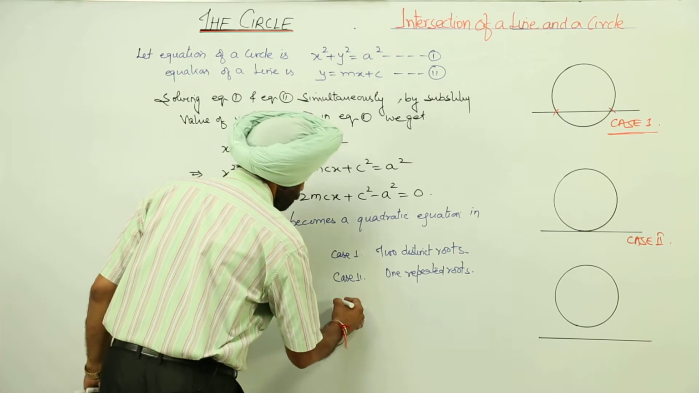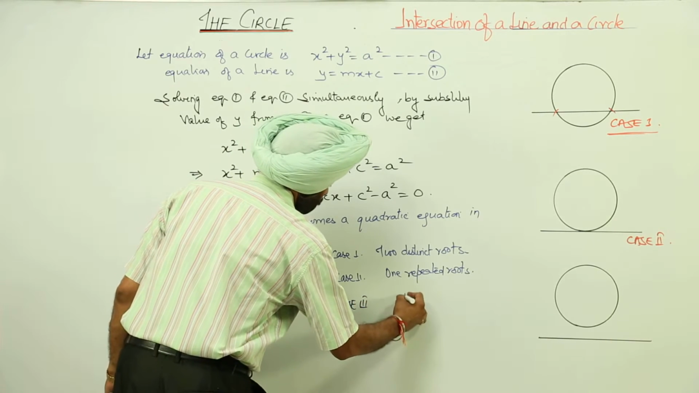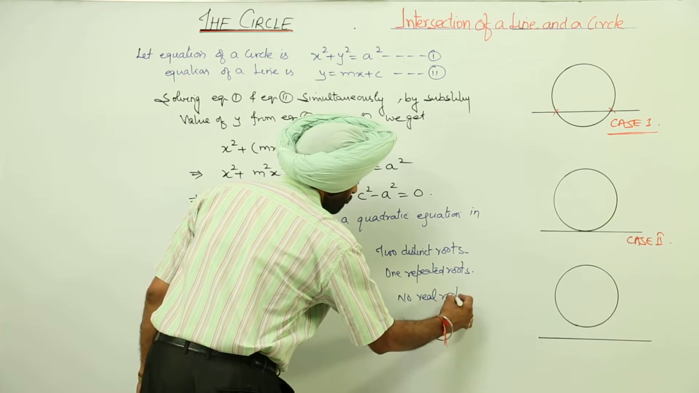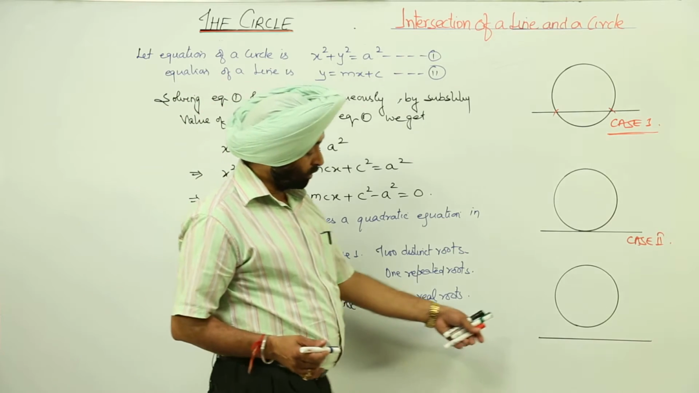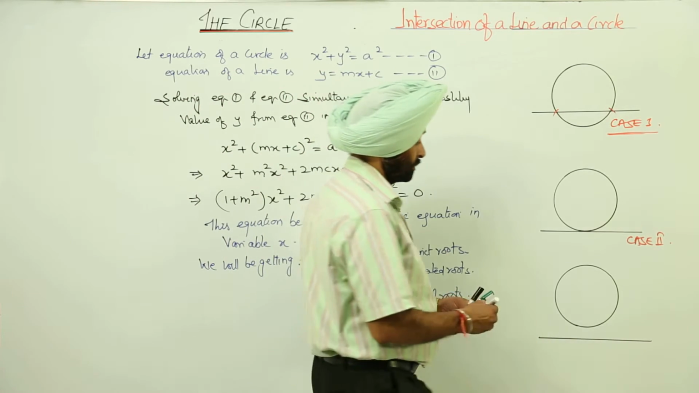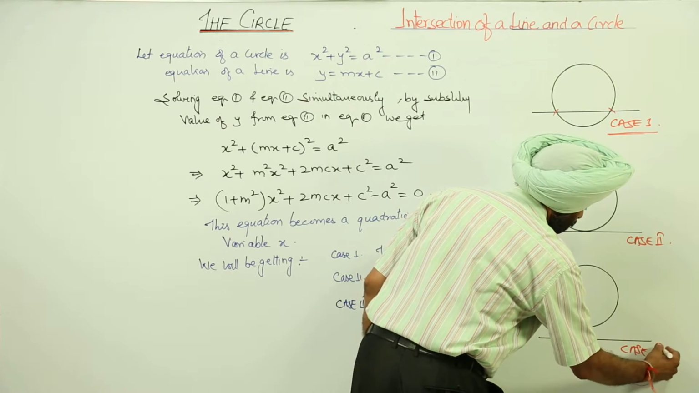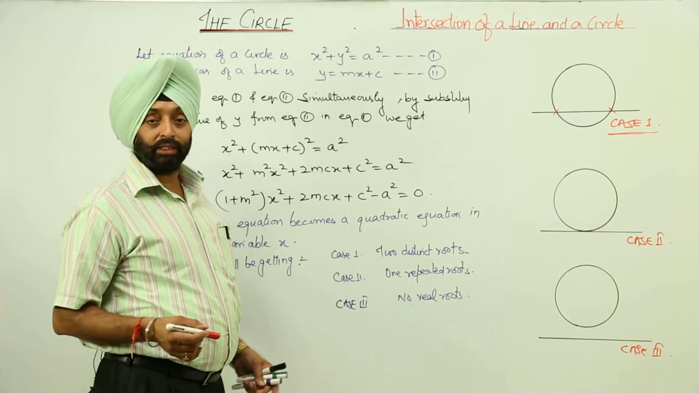And case 3, no real roots. At no real roots, what we will be having? The line will not be touching the circle. This is case 3. So, intersection of a line and a circle.